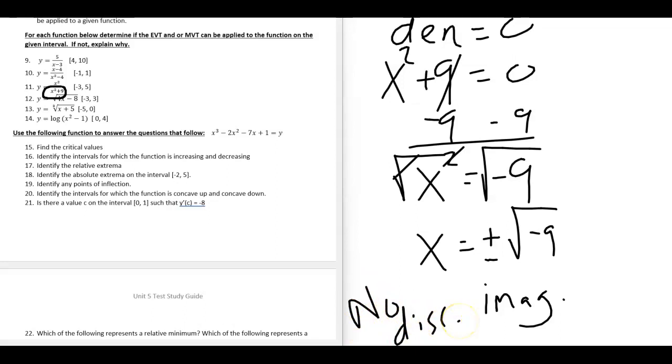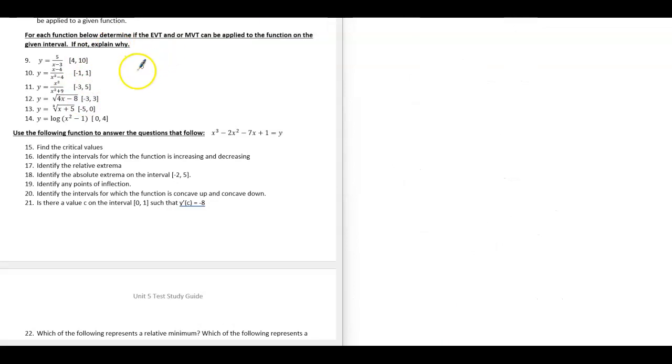So if there's no discontinuities, then guess what? It has to be continuous. In fact, it's continuous everywhere. And so because of that, we could say that both the EVT and the MVT apply. Now, notice I'm showing even less work this time. But how do I know the MVT applies?